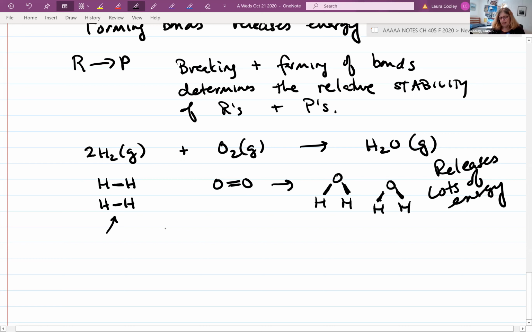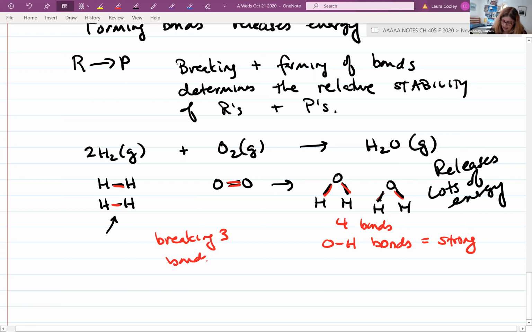Now, these 3 bonds on the left side are not the same strength. Like I said, the HH bonds are a lot weaker than the OO double bond. But the fact is you're forming 4 bonds here, and OH bonds are strong. And you're breaking 3 bonds. Even though this OO double bond is strong, the weaker HH ones don't make up for the fact that there are 4 stronger bonds on the right.